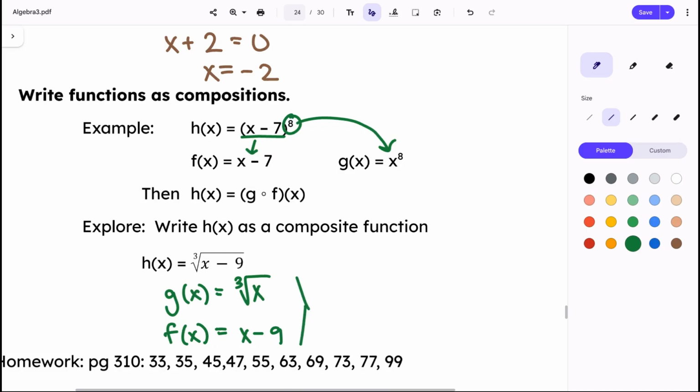This would be evaluated as g of f. If you switched it, if you said that f of x was the cubed root and that g was just x minus 9, then you would say it's f of g instead. So it doesn't really matter the order you write that in. It's just making sure that you understand how you split it apart or put it back together.